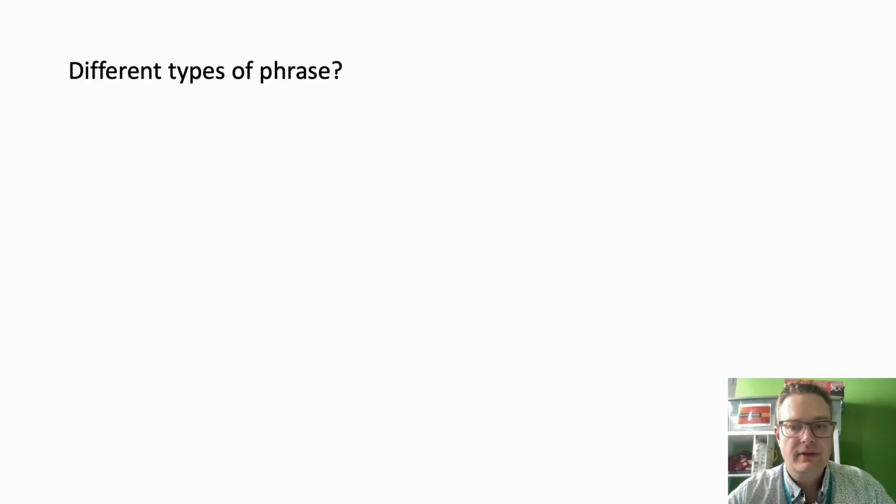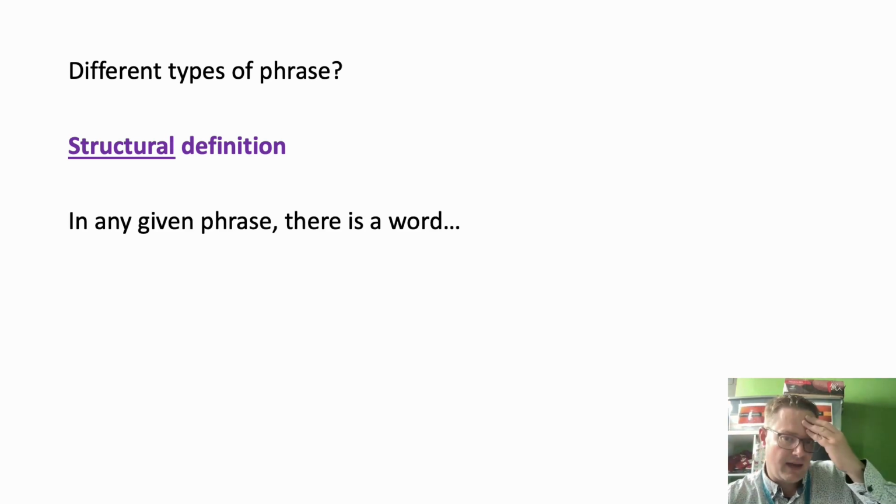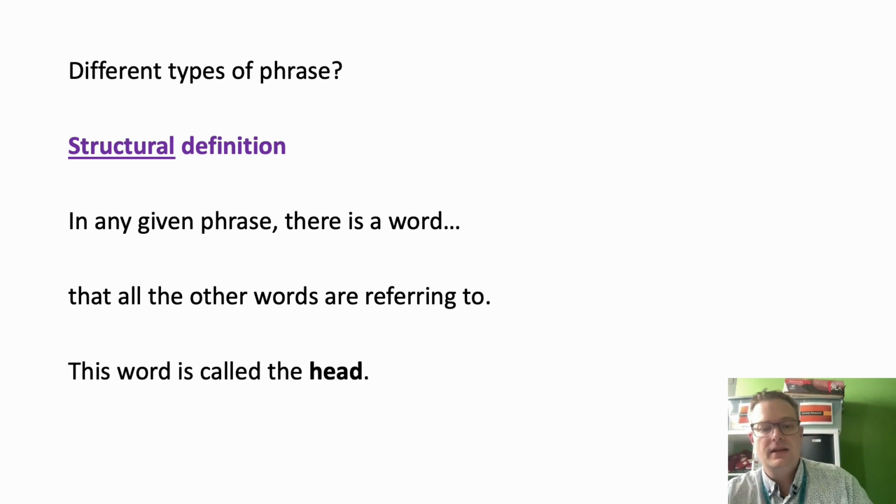Now, there are different types of phrase, and mostly we're going to define the phrases by the structure of what is the word in the phrase that everything else is referring to. So you're going to have a word there that all of the other words are telling you about. And this word is called the head. That's the grammatical term for it when you've got a phrase.